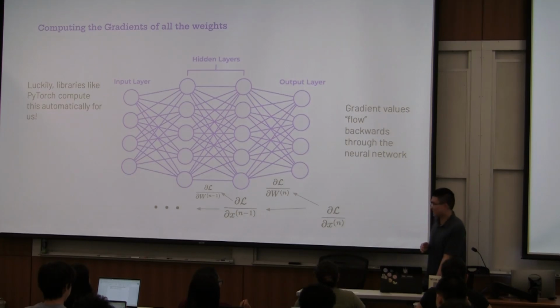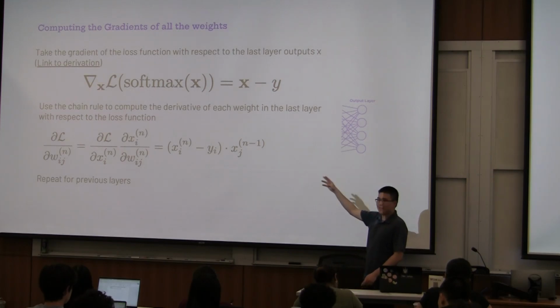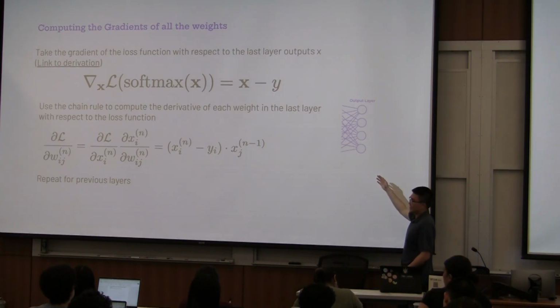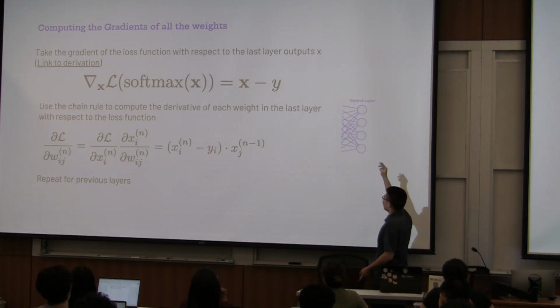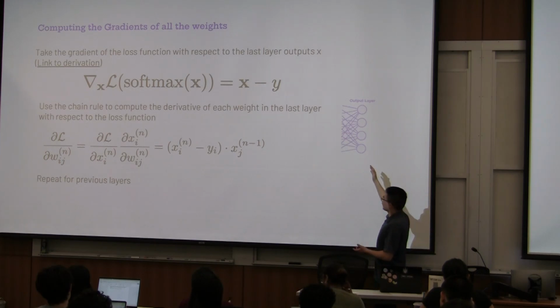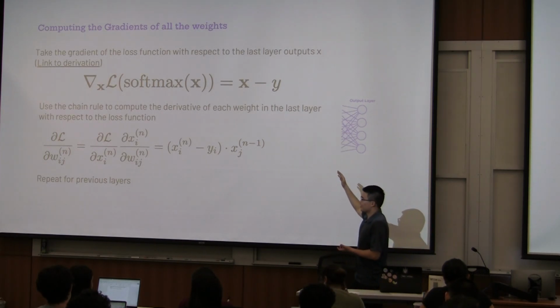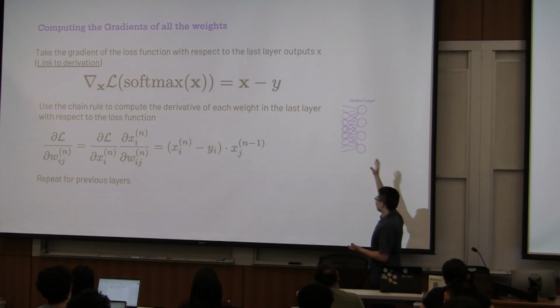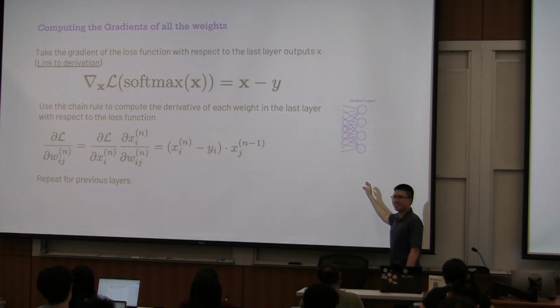Why does it flow backwards? That's a great question. So remember the chain rule, right? We know how much the loss changes with respect to the last layer, right? That was this kind of computation. And now that we know how much the loss changes with respect to the last layer, we can compute how much the loss changes with respect to a previous layer, right? And we can compute that using what we computed for the last layer, using the chain rule.